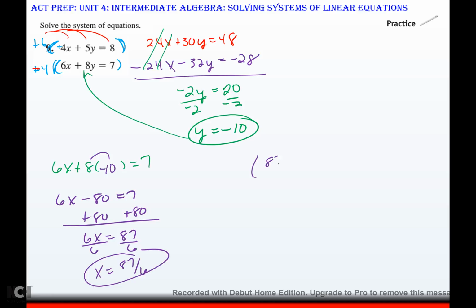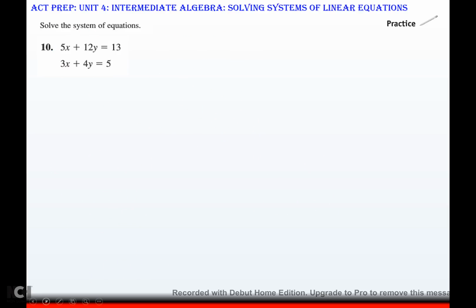So my solution is 87 over 6, which reduces down to 29 over 2, comma, negative 10. And when I check the answer, we are correct. They just wrote their answer as a decimal instead of a fraction. Okay? All right, again, if I tried to add right now, nothing would cancel, so I'm going to have to multiply the top by the bottom and the bottom by the top. And I decided to do x's, so positive 3 comes up, positive 5 goes down. They came out the same sign, so I'm going to make them different, make the bottom negative.